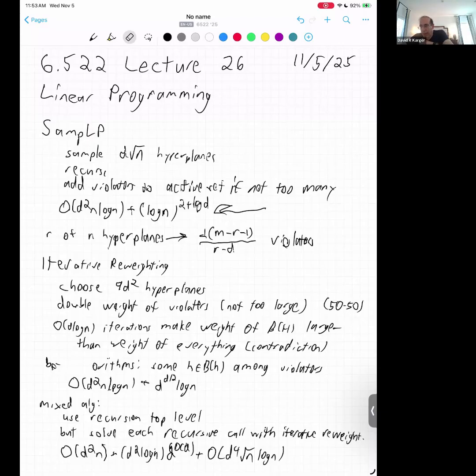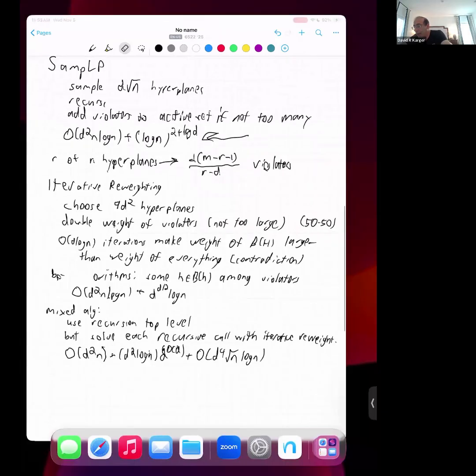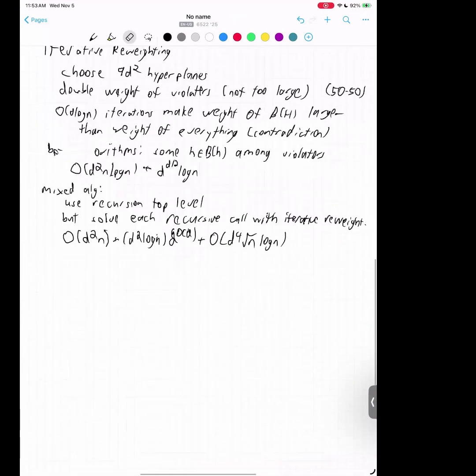So there isn't really a benefit to going another level of recursion before switching. The only reason that we have even one level of recursion is that the iterative reweighting is a little bit more expensive, by a factor of log n, at the very top level when we're dealing with n hyperplanes. So we use one level of recursion to do away with that. Okay.